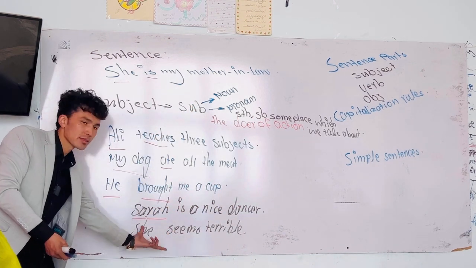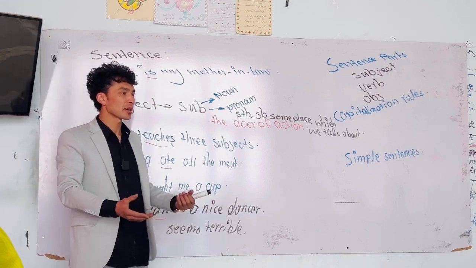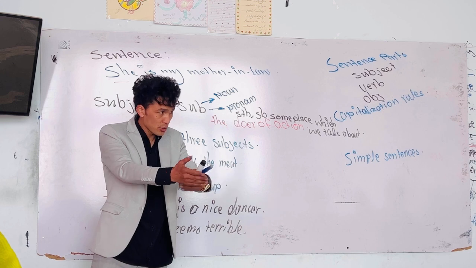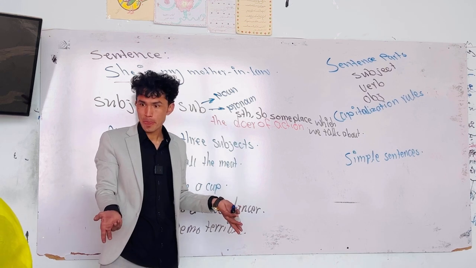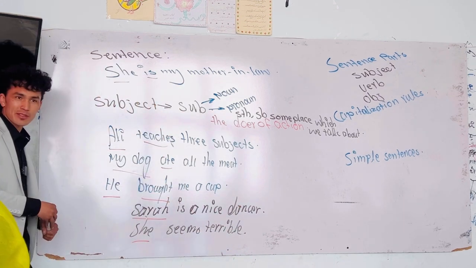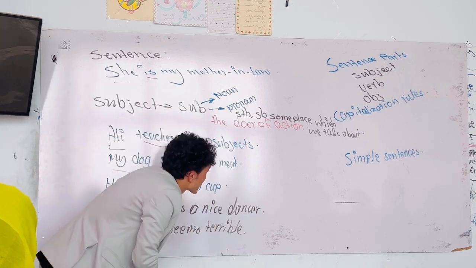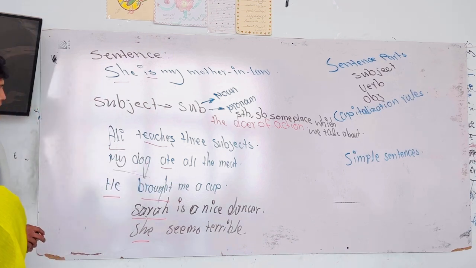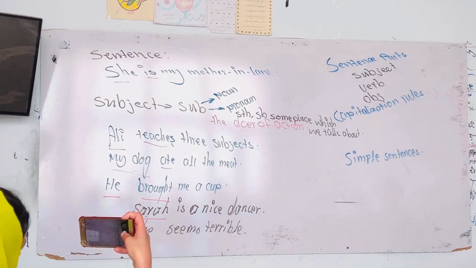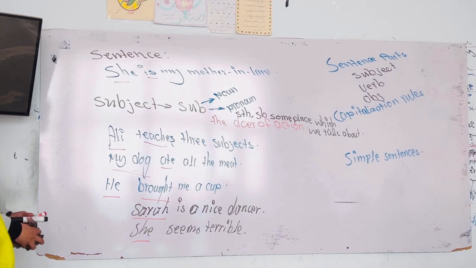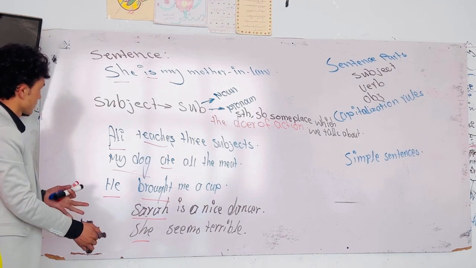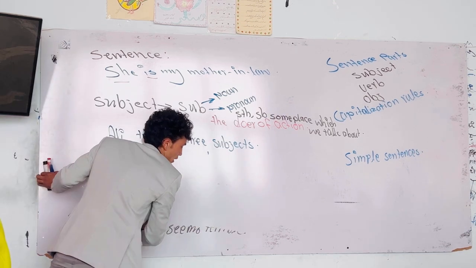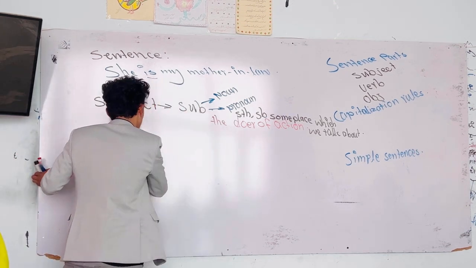Now look at these sentences. Somebody says our class is big enough. Our class is a subject which we are talking about. A place. Guys understood? Any questions? No? The second element of a sentence is what? Verb. Should I clean it? Be quick, please. Okay, the second element of a sentence is verb.